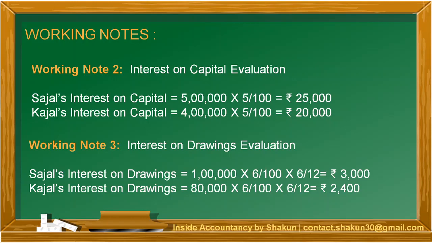The next working note relates to the calculation of interest on drawings. The drawings of the partners was given. The rate of interest was 6%, and since the date of drawings was not given, the average period is taken to be 6 months. Therefore, Sajal's interest on drawings is 3,000 and Kajal's interest on drawings is 2,400.